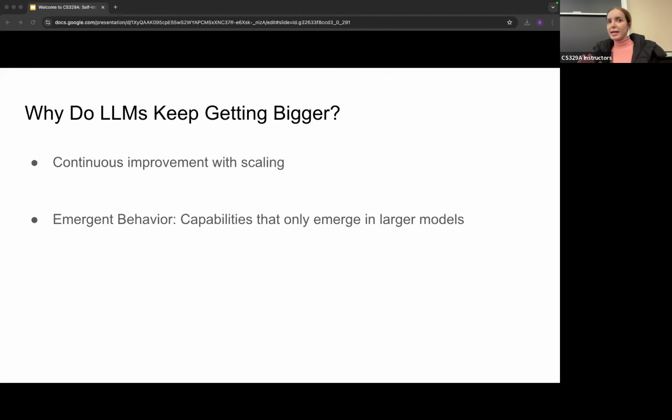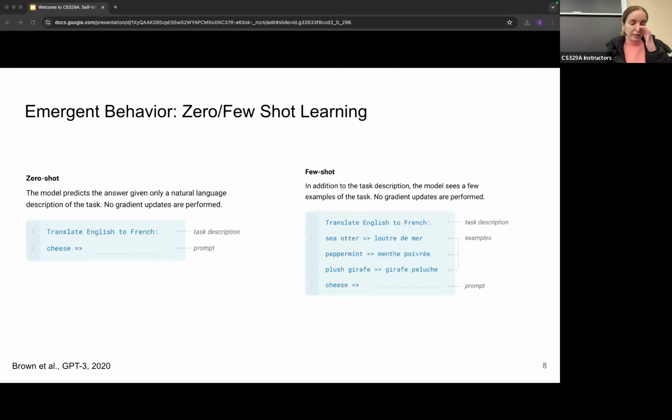Now, continued improvement with scaling is one exciting property, but that's not everything that we get as the models have become bigger. Another property is emergent behavior, and those are the capabilities that only emerge in larger models. And here I'm going to show you some examples. Perhaps the first kind of emerging behavior that was very interesting to see in LLMs was zero or few shot learning.